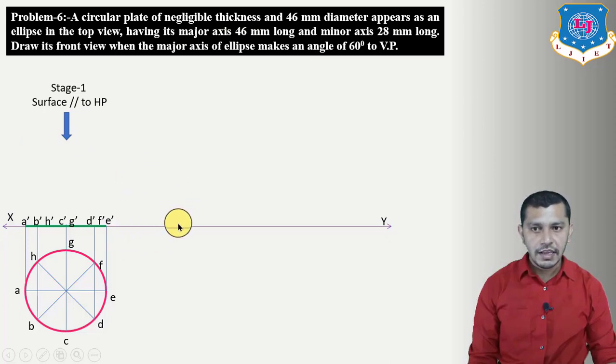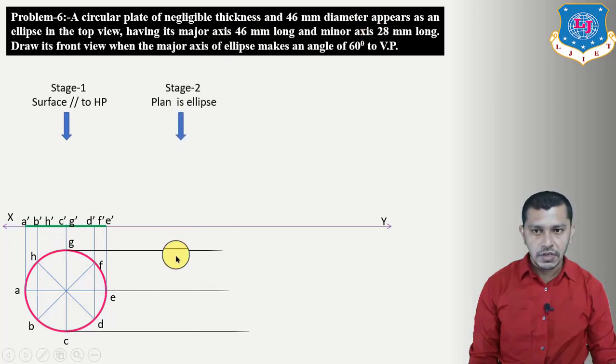Now here the inclination with the horizontal plane in the second stage is not given, but it is indirectly given in terms of the top view of the circular plane. So here it is given that it appears as an ellipse in the top view, having its major axis 46 mm long and minor axis 28 mm long. So in the top view we have to draw the ellipse. First of all project these points AE and GC.